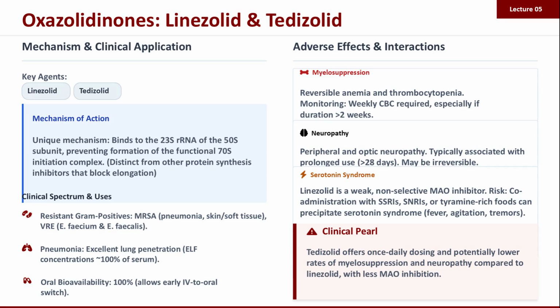Finally, a small comparison, tedazolid is a newer drug. It has once-daily dosing and tends to have less myelosuppression and fewer drug interactions compared to linezolid. So the key idea is, oxazolidinones block initiation of protein synthesis → very effective against MRSA and VRE → but require monitoring for bone marrow suppression and drug interactions.